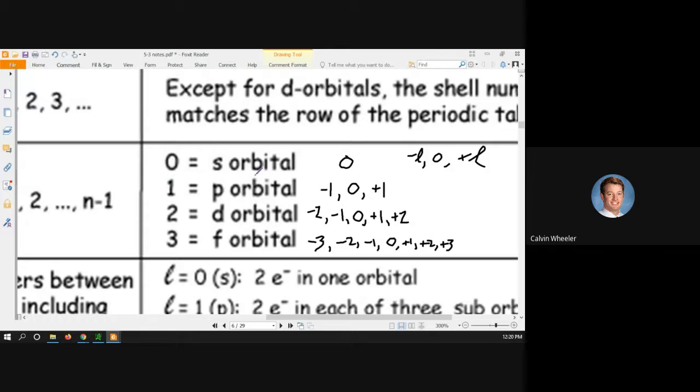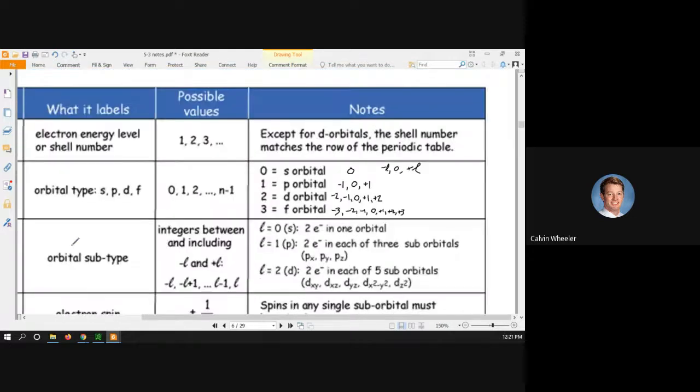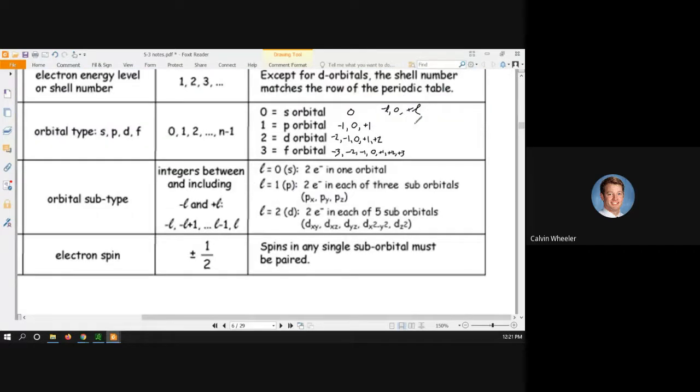So we have the energy level, N. The type of orbital, L. The orientation of that orbital, M sub L. So we're building an address for each electron. So all of these notes here are what this is talking about.